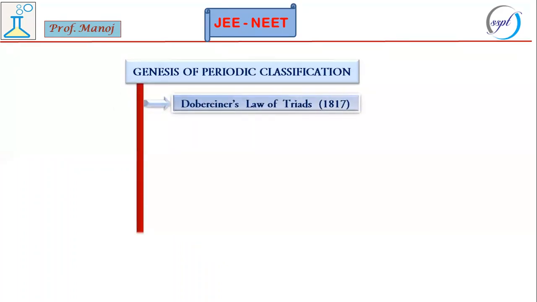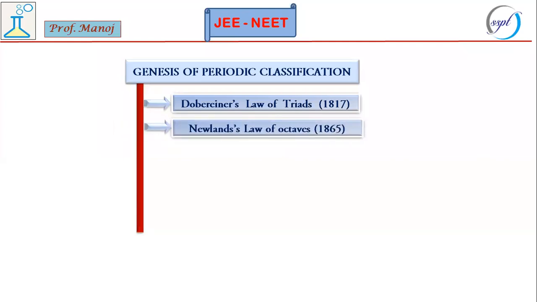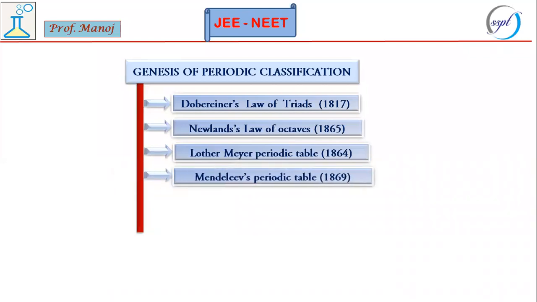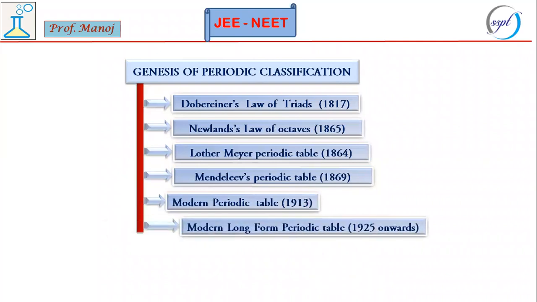The first important discovery was Dobereiner's law of triads, Newland's law of octave, Lothermeyer's earlier periodic table, followed by Mendeleev's periodic table, then came modern periodic table, and then what we are going to study, which is modern long form periodic table. Now, what are the differences in these overall discoveries?